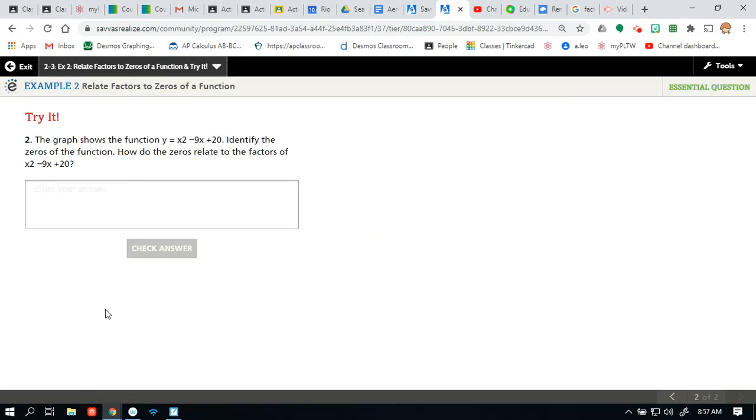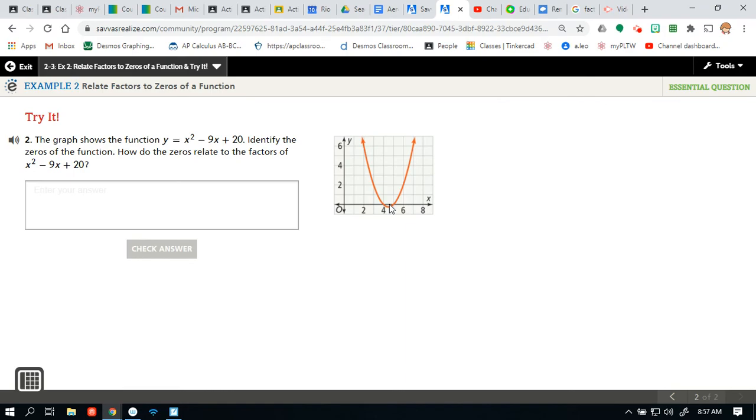All right, there's your try it. They want you to, again, identify the x-intercepts and do the factoring and see how it relates. Spoiler alert, you should get 0 when you plug in your x-intercept values.